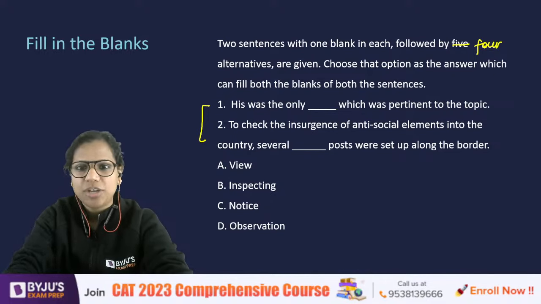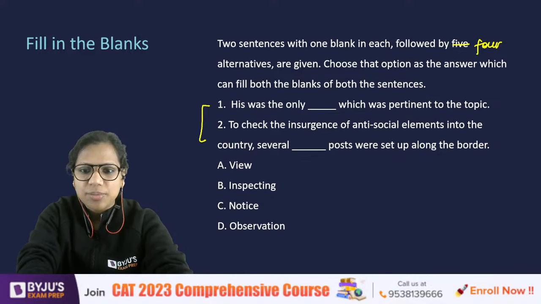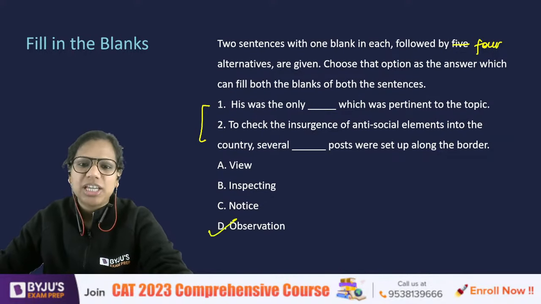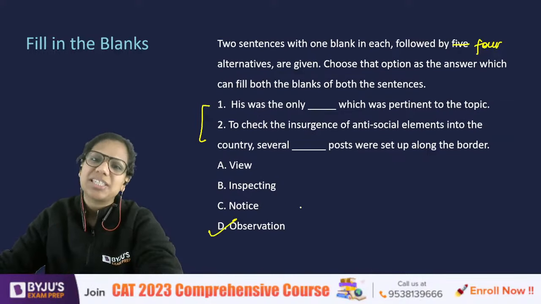Okay, D is what I've got in large numbers. Let's see if D is the answer. Absolutely correct. Because in the second blank, nothing else makes sense, right?